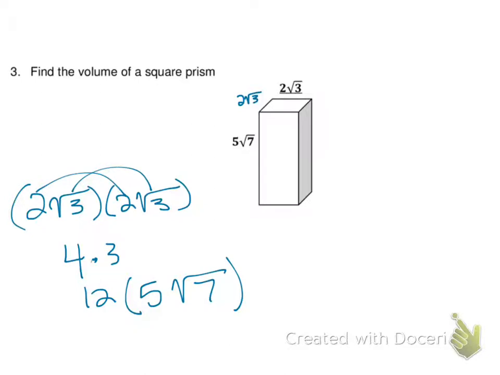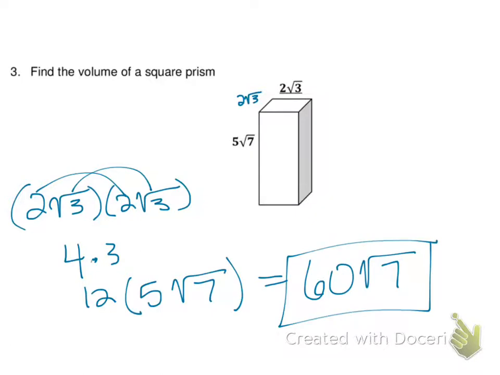Now, what am I going to multiply the 12 by? If you said 5, you're right. So I'm going to get 60 root 7. And it didn't give me any units, so it would be units cubed, but it didn't give any units. So you're just multiplying all of them together, and that's how you get the answer.